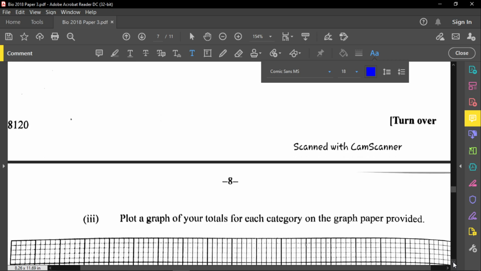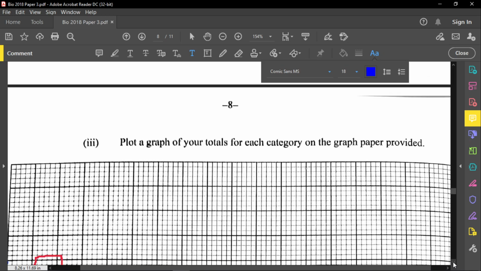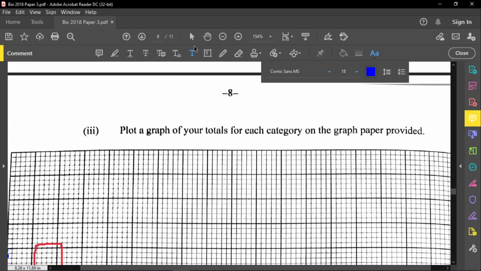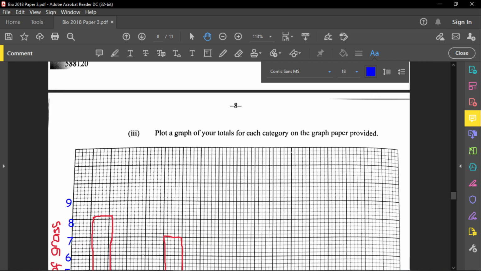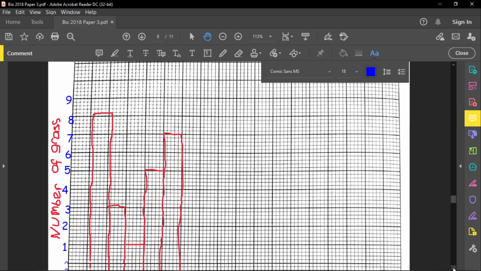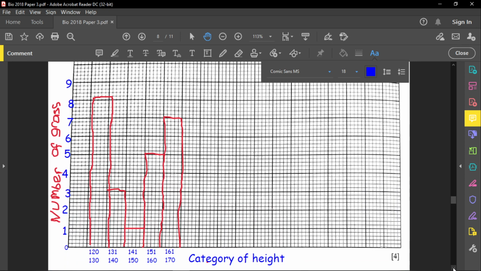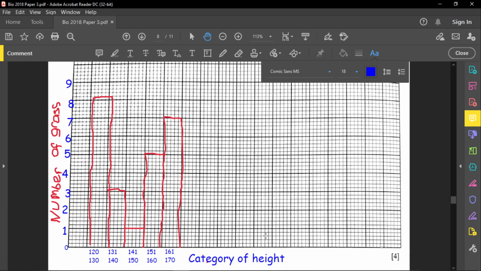It said, plot a graph of your totals for each category on the graph paper provided. And I took the liberty of completing that before to save us some time. So I'm going to show you what I did and explain it real quickly for you. Let me go down to the graph. Here you have the number of grass on the y-axis, and we have the category on the x-axis.